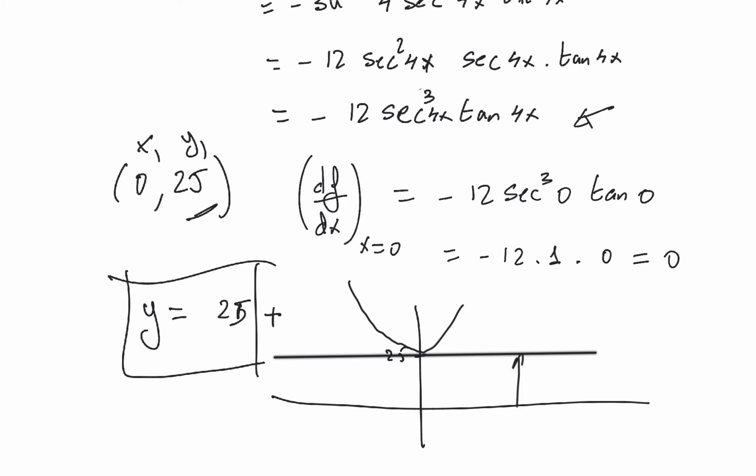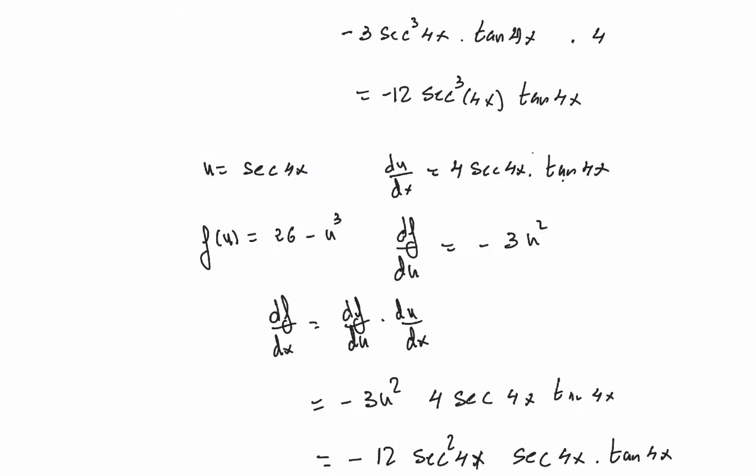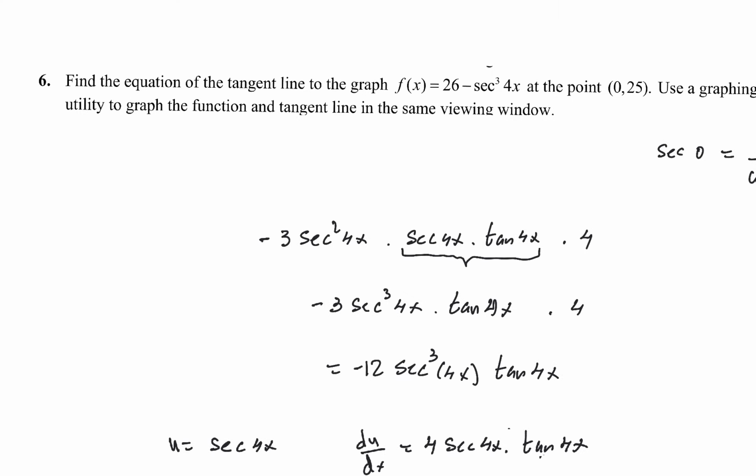You see, y is 25 for all x. Y equals 25, this rectilinear line with slope 0, is a line that is tangent to the curve. To what curve? To this curve, 26 minus secant cubed of 4x.